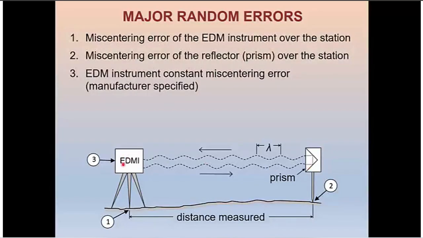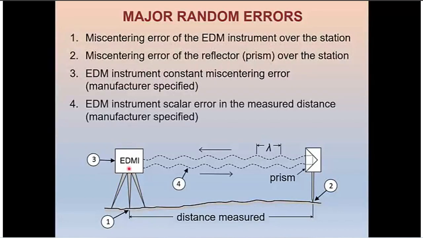The third error is the EDM instrument constant miscentering error. That is internal to the EDM instrument itself. This is where the wave generator is slightly off the geometric center of the EDMI instrument. Manufacturer specified values are anywhere from 2 to 5 millimeters in magnitude.